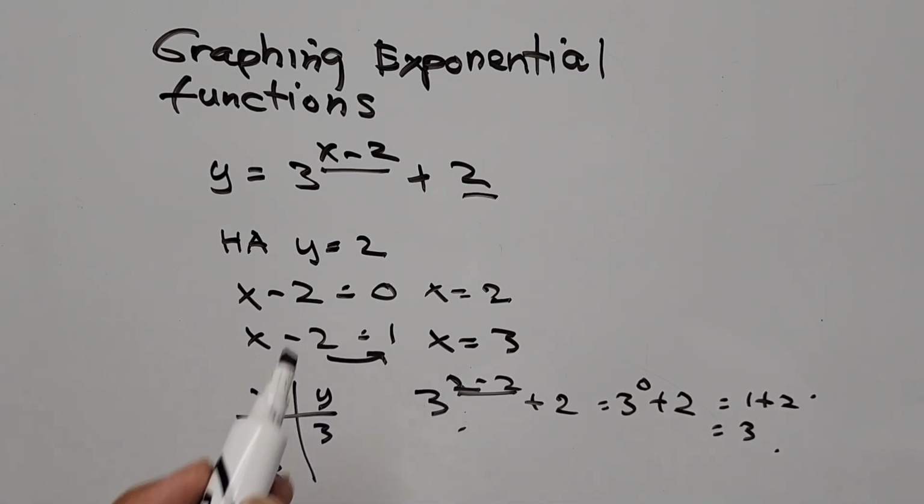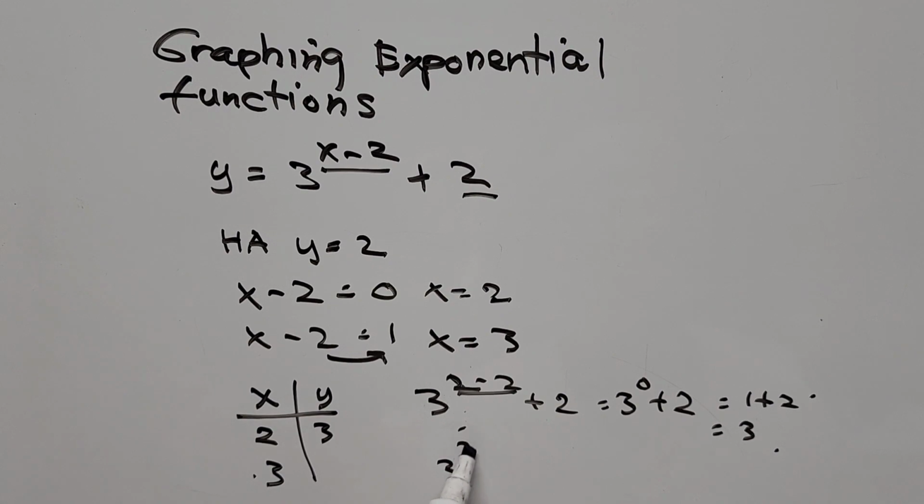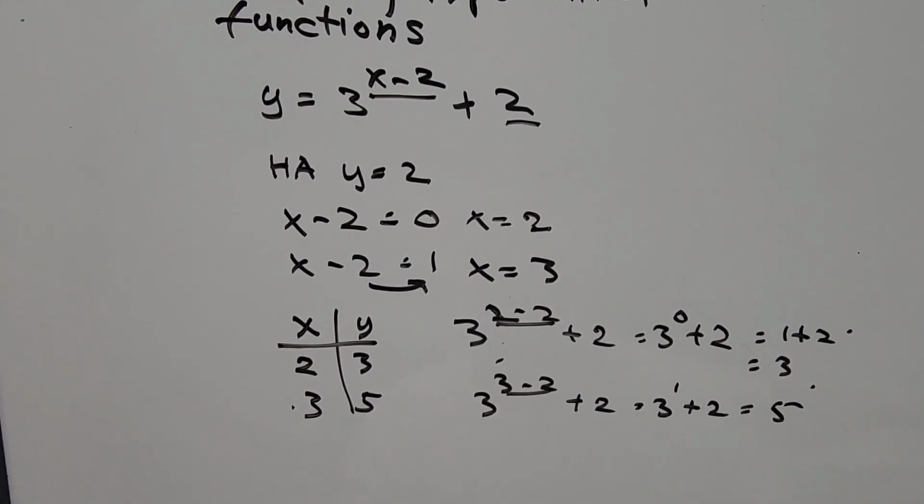And when x is 3, so we have 3 to the power of 3 minus 2 plus 2. 3 minus 2 is 1. So that's 3 to the 1 plus 2. 3 to the 1 is 3, plus 2 is 5. So y is 5. And so that's all we need to find. So we can plot the exponential function.